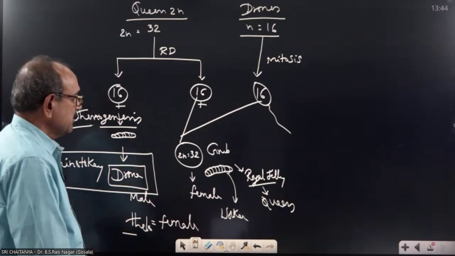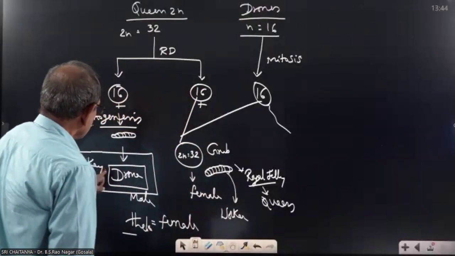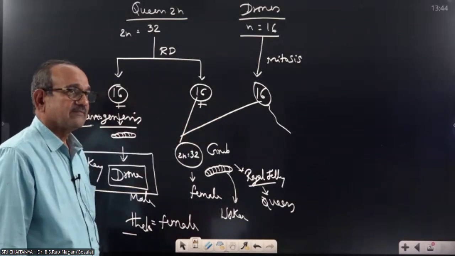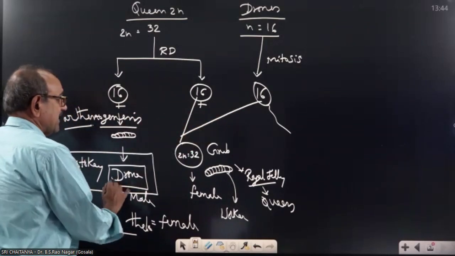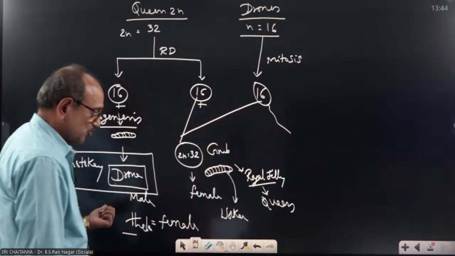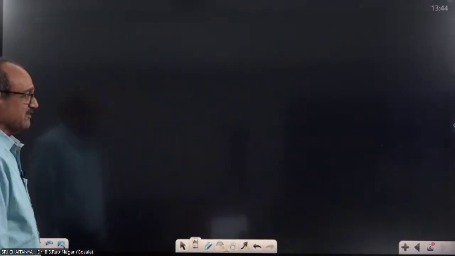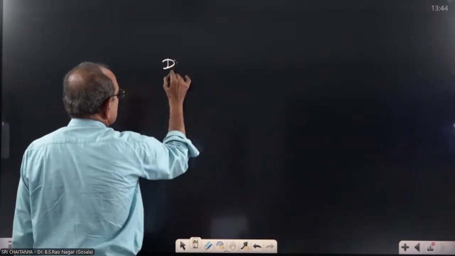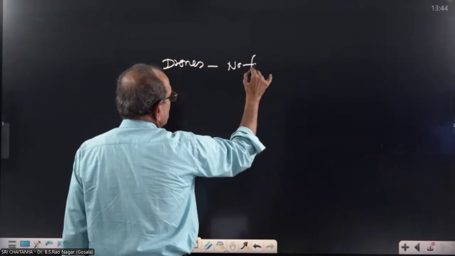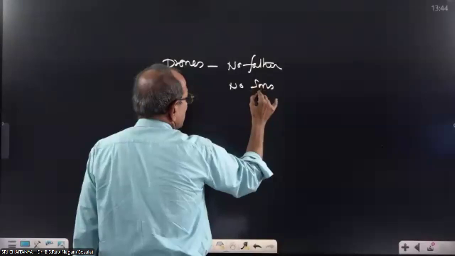And there is one more important aspect here. For the formation of a male, there is no contribution of the father, the male. That's why drones have no father, and also drones have no sons. The rest of the relatives are there. How is this possible? Drones have no father, no sons. This is a very common statement.